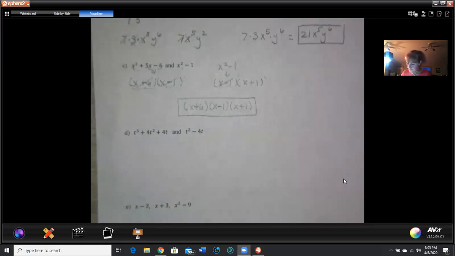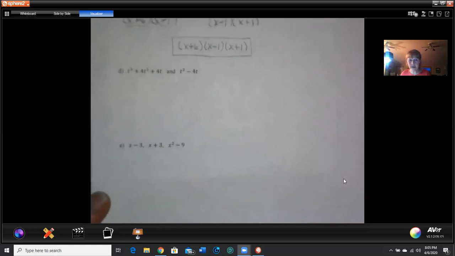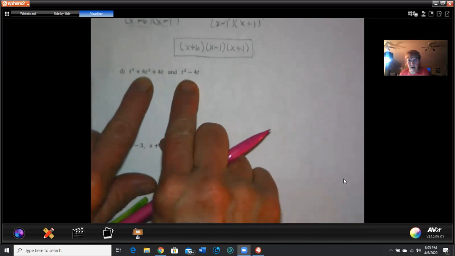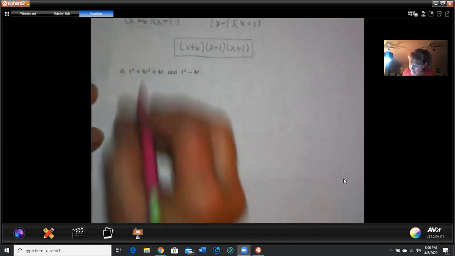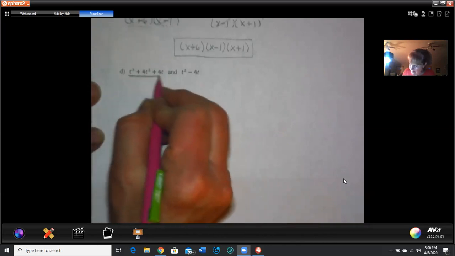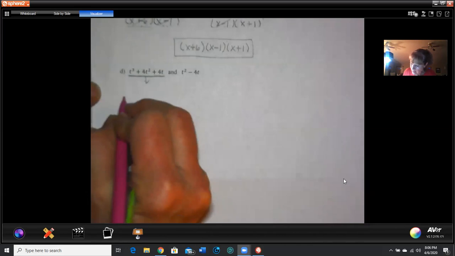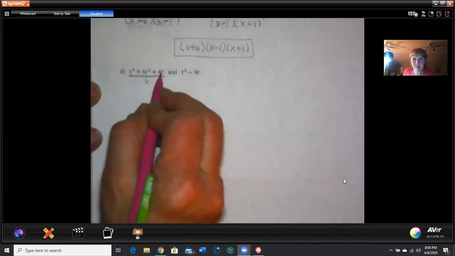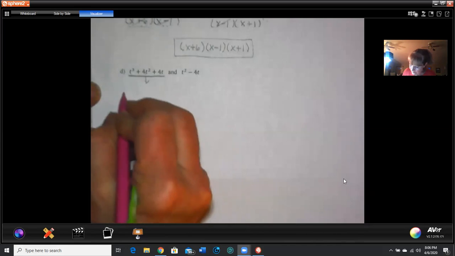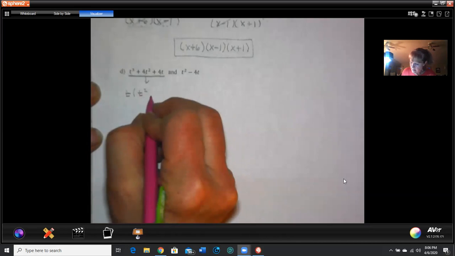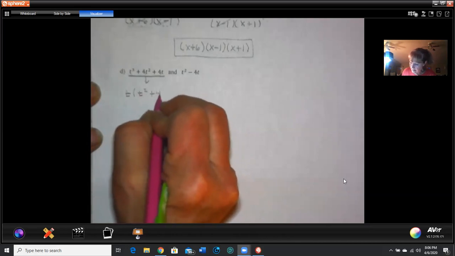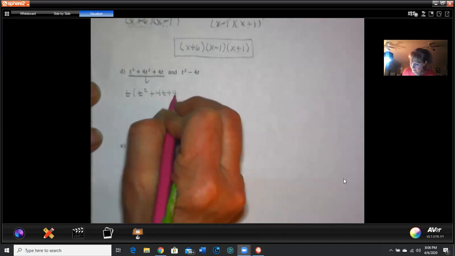Let's try another one. I want the least common denominator if these are my denominators. So we're going to factor them just like we did the 21, the 35, the 15. We're going to break it into parts. So let's break this one down right here. Again, look for the greatest common factor, which would be t. That leaves you with t squared plus 4t plus 4.